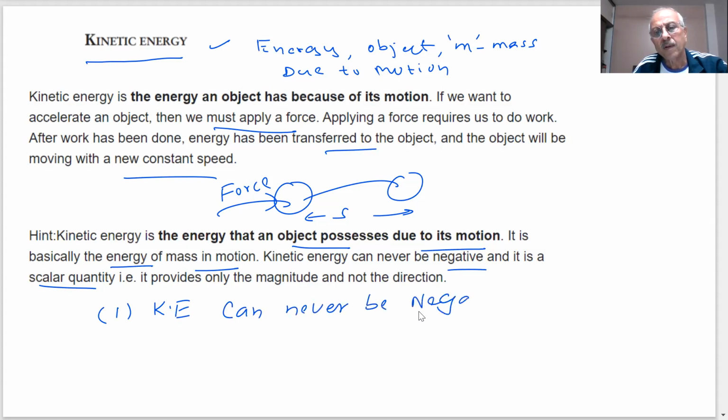Because the object starts moving, it does not matter in which direction it moves. It is moving, so it can never be negative. And it is a scalar quantity. What does it mean? What do you mean by scalar quantity in physics? Sir, it has only magnitude but no direction. Only magnitude.